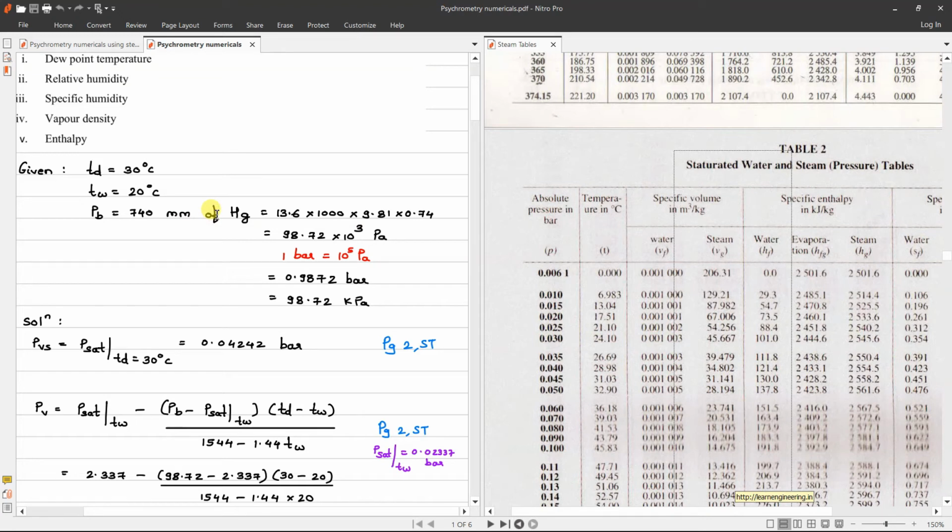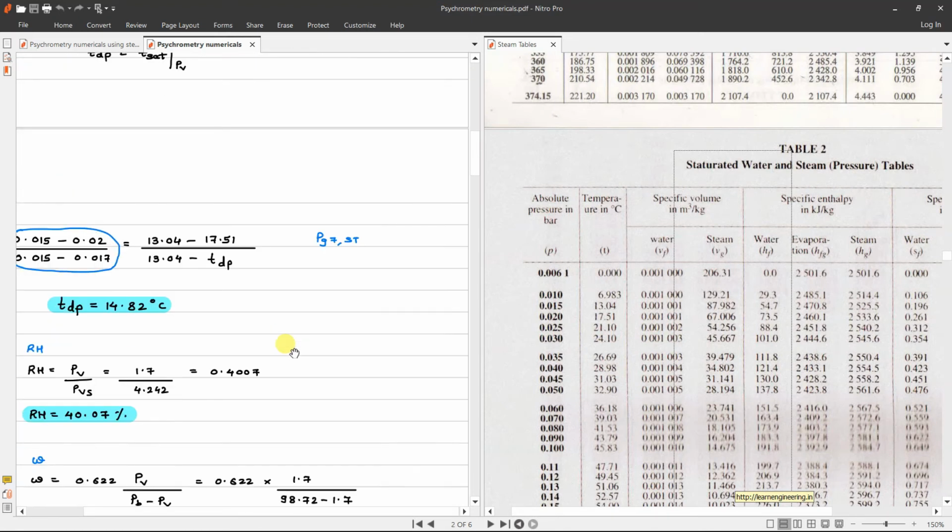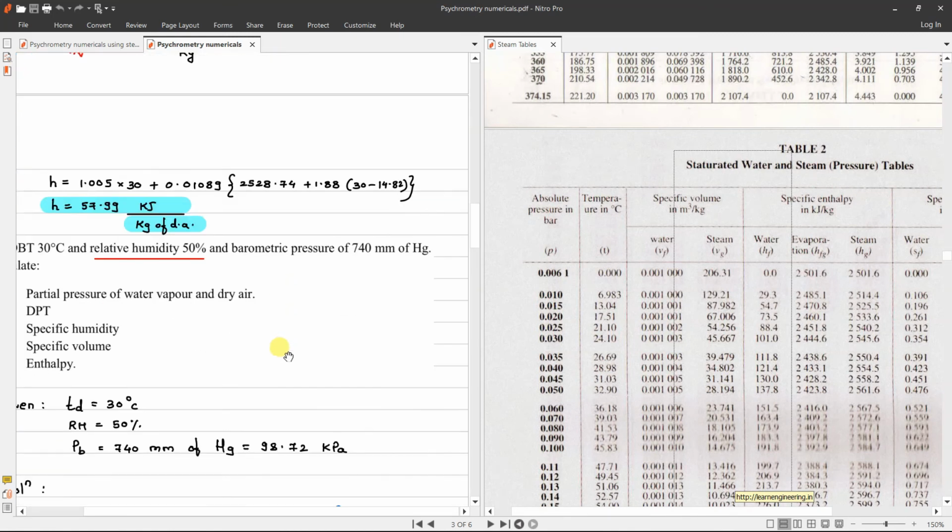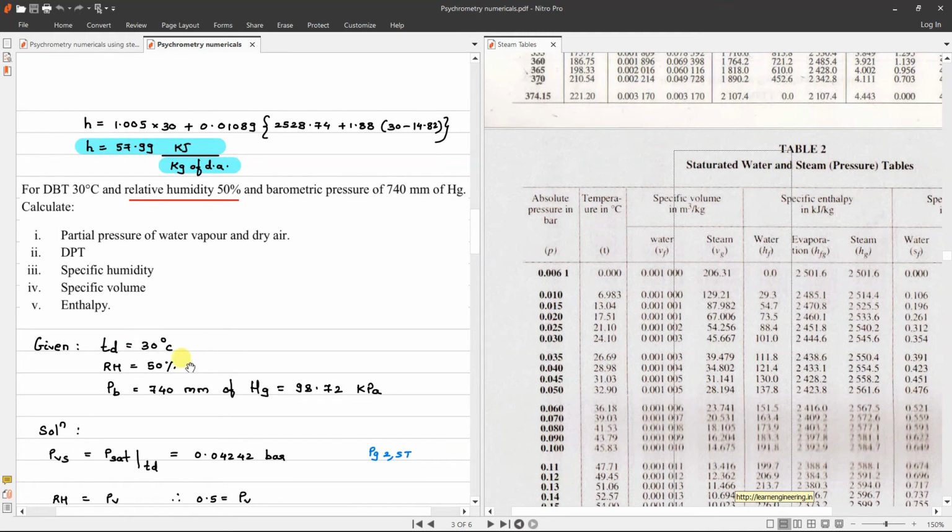Okay, so density rho g h. 13.6 is the specific gravity of mercury, into 1000, so 13.6 into 1000 into 9.81 g into 0.74. Here you will get Pascal. Then convert this into kilopascal, you will get 98.72 kilopascal. So the same value I have directly written there, 98.72 kilopascal.